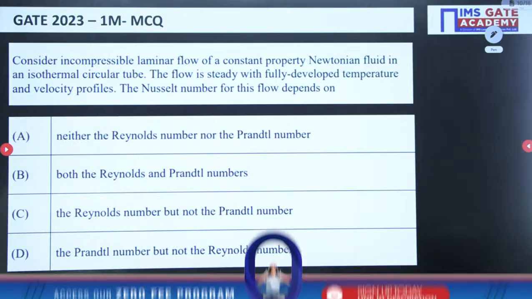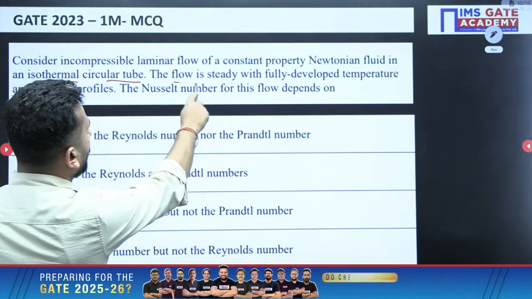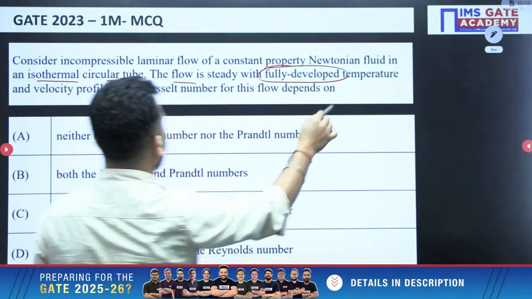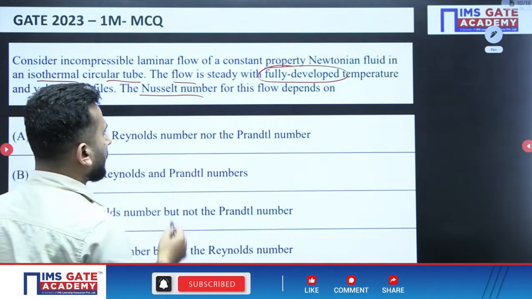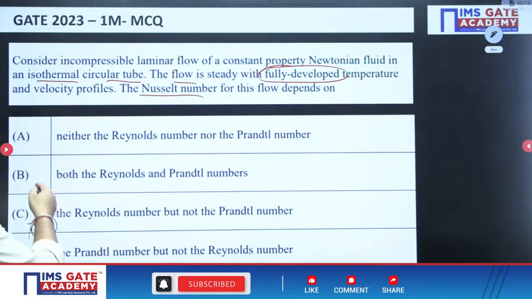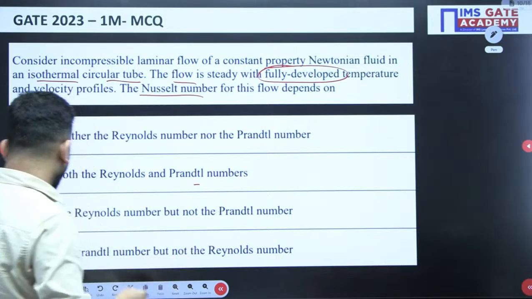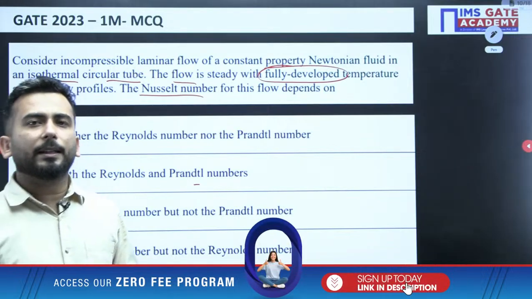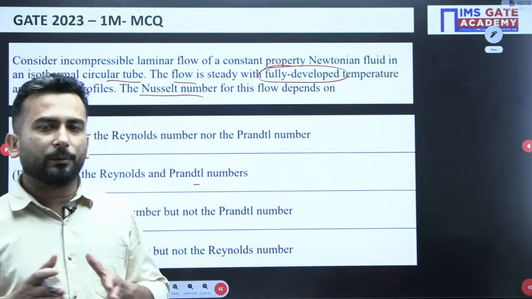Consider incompressible laminar flow of a constant property Newtonian fluid in an isothermal circular tube. The flow is steady with fully developed temperature and velocity profile. So this is the most important word, fully developed. The Nusselt number for this flow depends on option A, neither the Reynolds number nor the Prandtl number. Option B, both the Reynolds and the Prandtl number. Option C, the Reynolds number but not the Prandtl number, and option D, the Prandtl number but not the Reynolds number. So my dear friends, you know that in convection we study under 2 categories, forced convection and free convection.